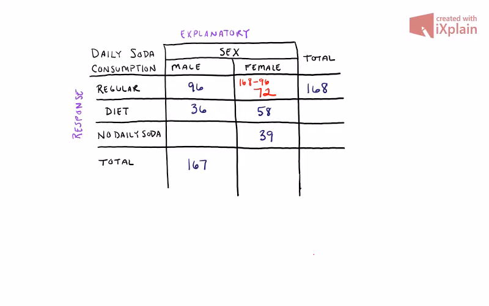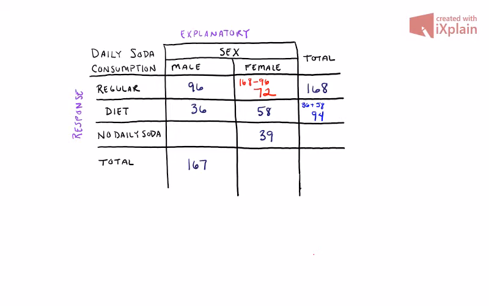The next one that might be a good idea to fill in would be the diet row. We'll do this one in blue. It's a similar situation. This time I know how many men said that they drink diet soda on a regular basis, as well as how many females do the same thing. So I would take my males plus my females, and that's going to reveal a grand total of 94 people who said that they have a diet soda habit.